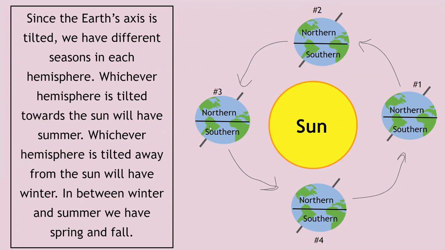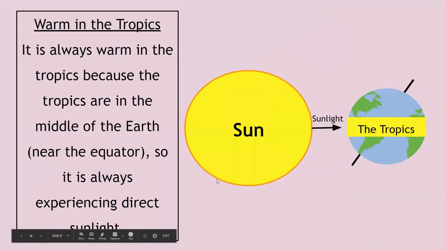At point 3, the northern hemisphere would have summer since it is tilted towards the sun, and the southern hemisphere would have winter since it is tilted away from the sun. And finally, at point 4, the northern hemisphere would have fall, and the southern hemisphere would have spring.